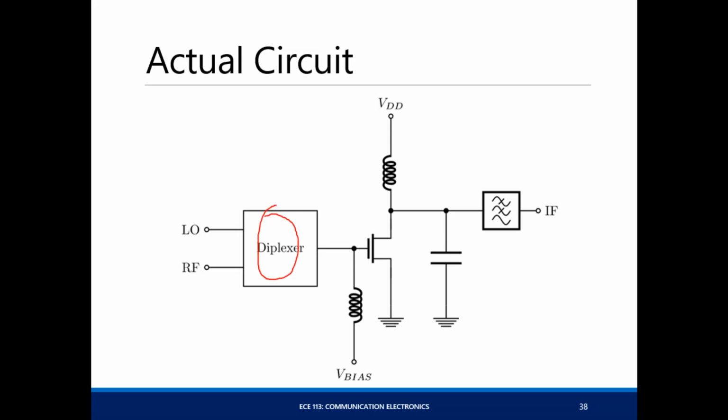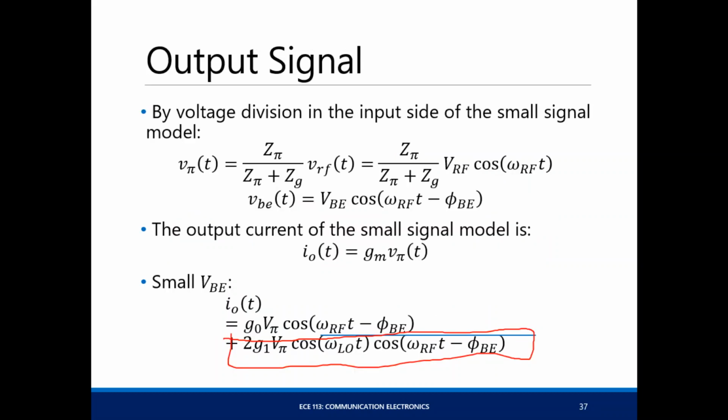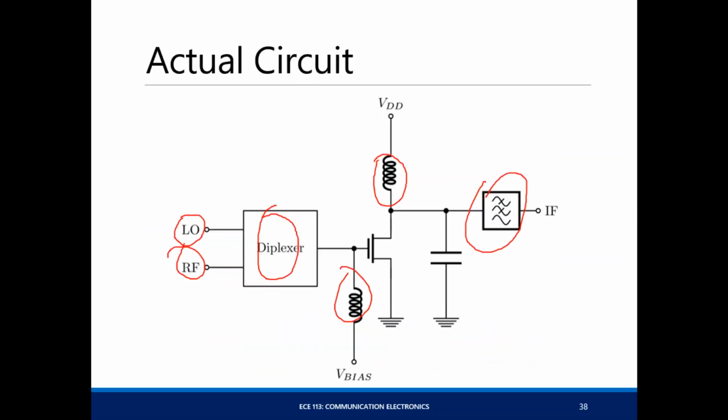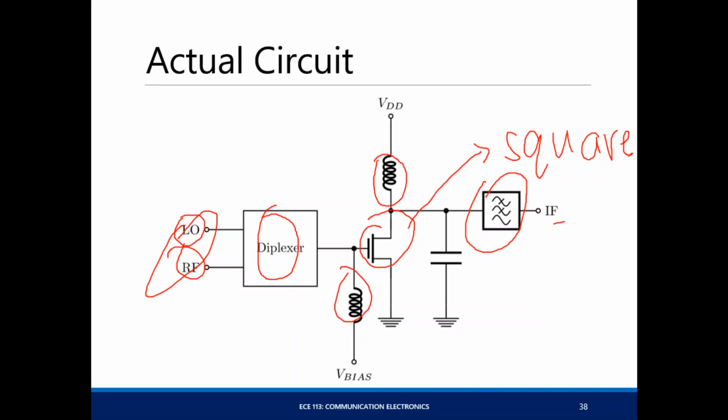Again, a diplexer is used to separate LO and RF. Some chokes are used for biasing, and then a filter is used to remove the high frequency components. Okay. Mainly, a FET is used because it's a square law device. So what is a square law device? It means that the output is the square of the input. So this IF is equal to the sum of these two squared, which creates your multiplying effect.